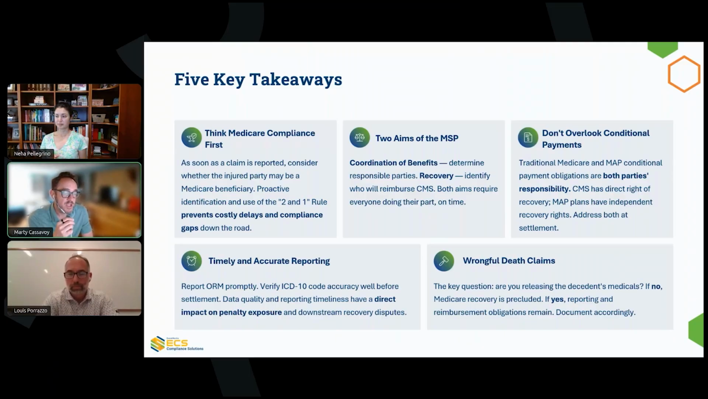Timely and accurate reporting. It's important to understand that in the liability context, the most important thing to report is the TPOC, date, amount, and make sure that that's done within 1 year of the actual settlement.